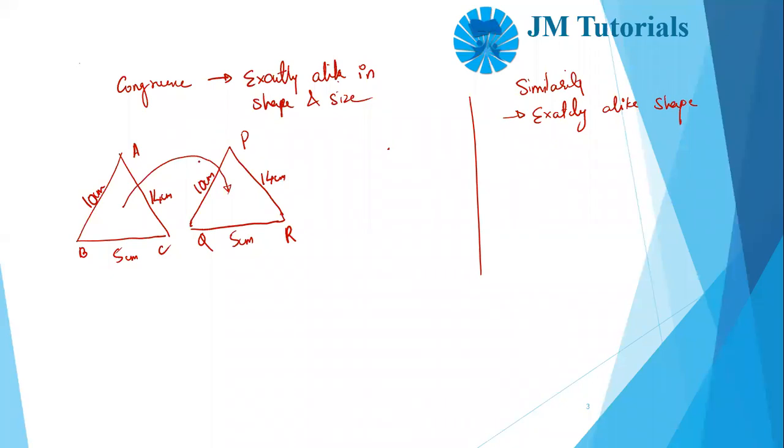If I keep one over the other, it will overlap. This edge of one will exactly come on top of this edge of the other. That will exactly come on top of this edge. So that is what we call congruence. So when you keep one on top of another, you will be able to see only one triangle because the second triangle is exactly beneath that.